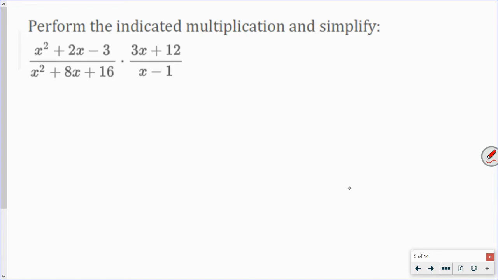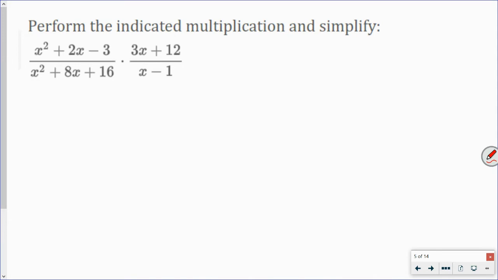Okay, so when you simplify, make sure you factor everything. Look for GCF. Look for those special properties. Maybe you have to do the AC method. Factor things all the way out. Okay, perform the indicated operation. So we're going to look at multiplying and dividing here real quick.